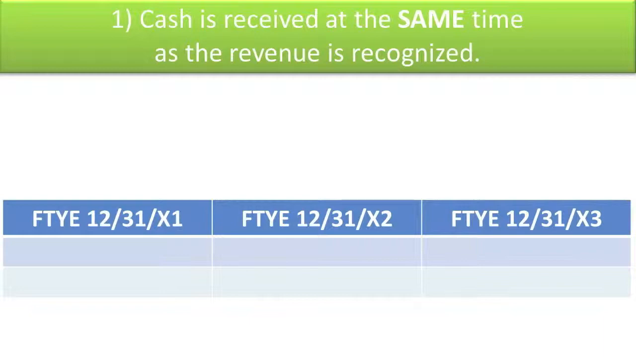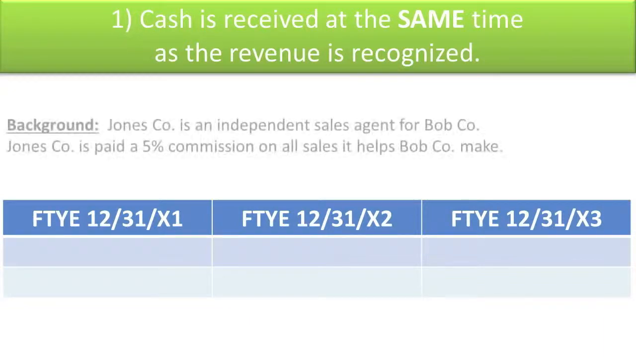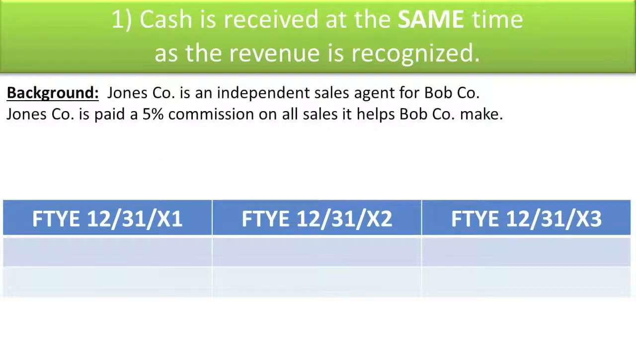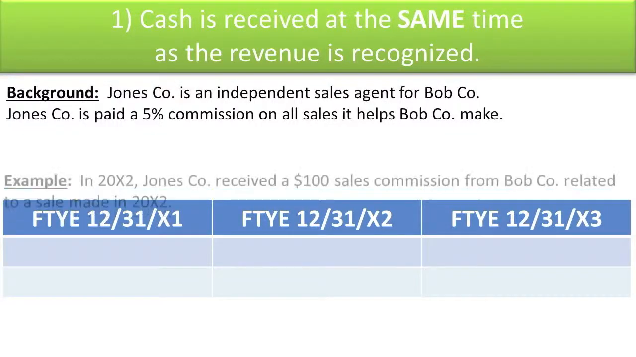Number 1, cash is received at the same time as the revenue is recognized. Background: Jones Company is an independent sales agent for Bob Company. Jones Company is paid a 5% commission on all sales it helps Bob Co. make. So we're going to do the accounting for Jones Co.